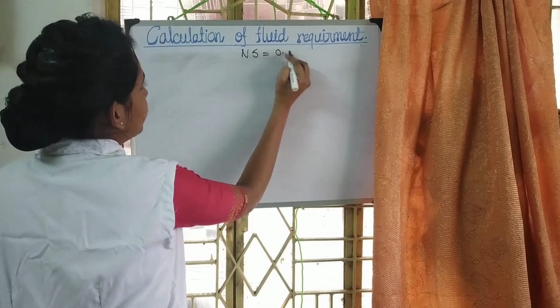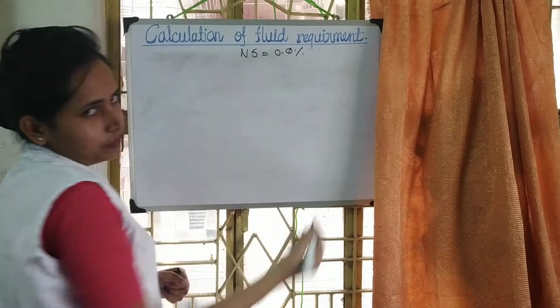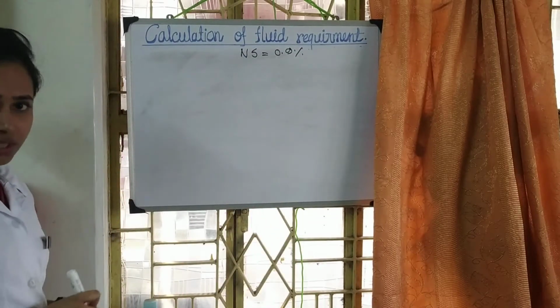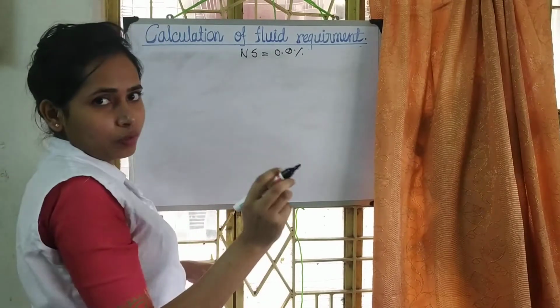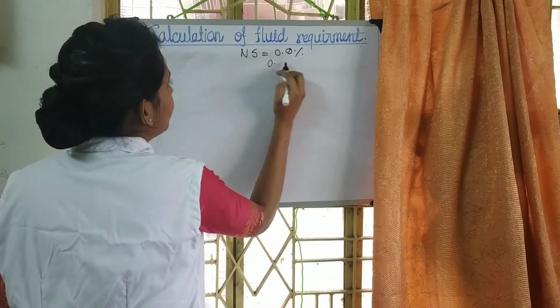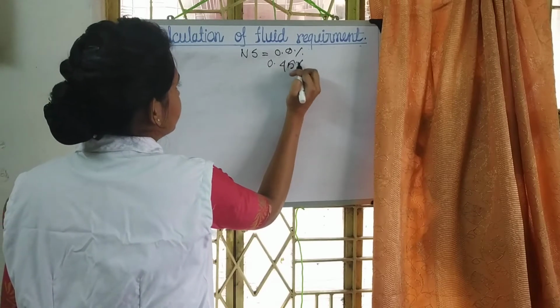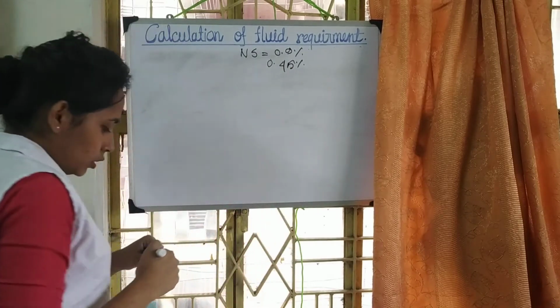That is 0.9% normal saline. But in the pediatric ward we use half of this normal saline, that is 0.45%. Okay, so let's start.